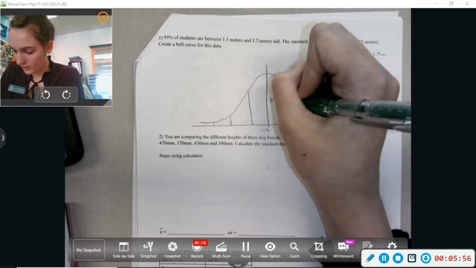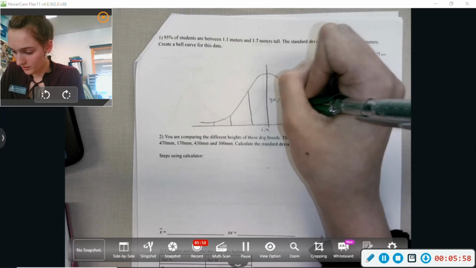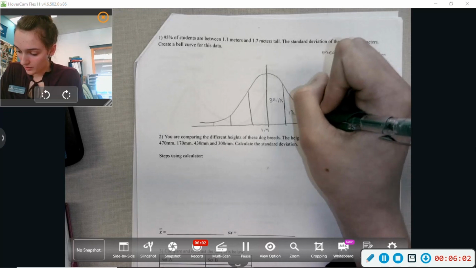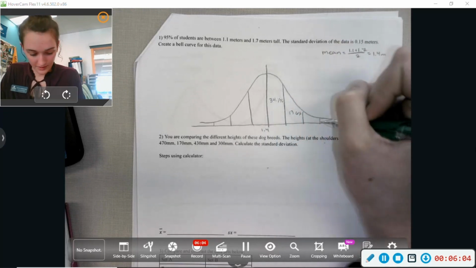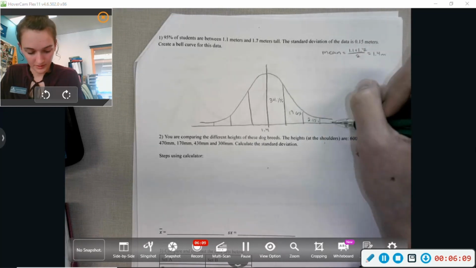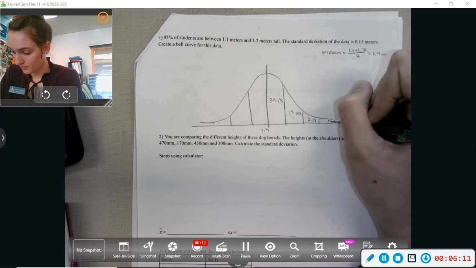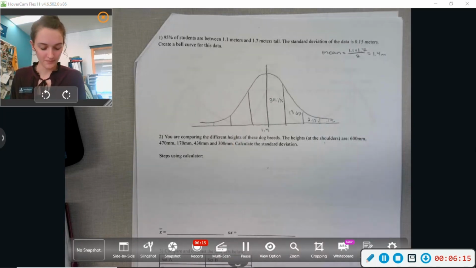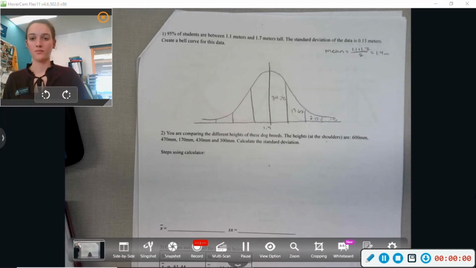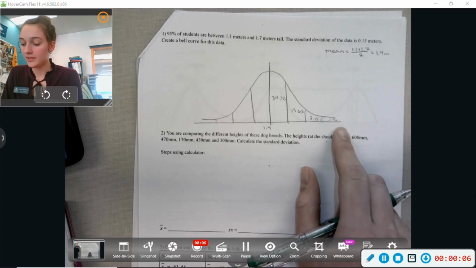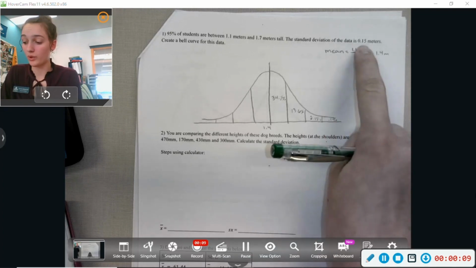If we look at our picture from the other page, we know that this has to be 34.1%, and then this has to be 13.6%. This has to be 2.1%, and this has to be 0.1%. Same thing with the other side. I also know that each of these is one standard deviation more, and they tell us that my standard deviation is 0.15 meters.